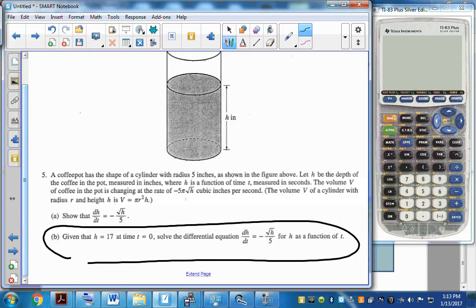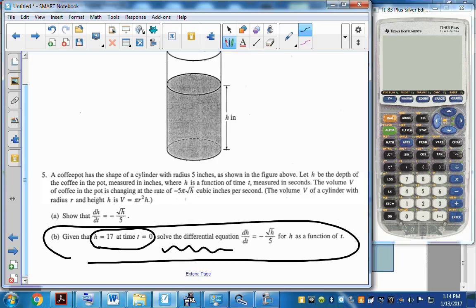They have this differential equation: dH/dt is negative square root of h over 5. You're supposed to solve the equation as a function of t, given the fact that h is 17 when t is 0. So that's your initial condition.